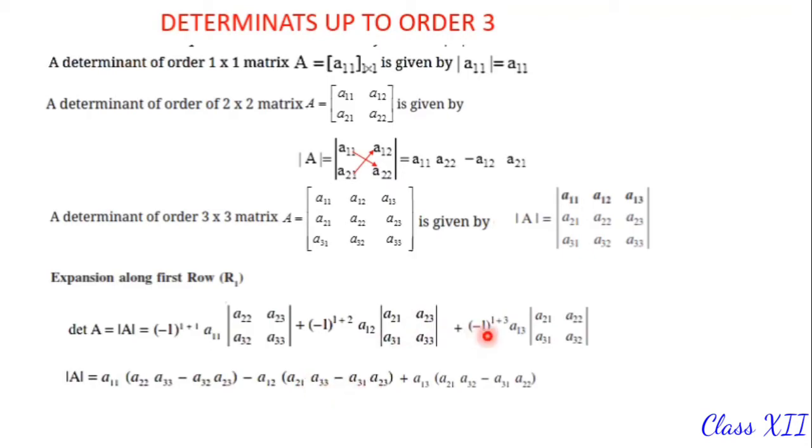And the next element, (minus 1) to the power 1 plus 3. 1 plus 3 is 4. (Minus 1) to the power 4 is plus 1. Plus into plus is plus. A13 is written here. Diagonal elements we multiply, A21 into A32, next minus A31 into A22. So that is the expansion of this determinant.